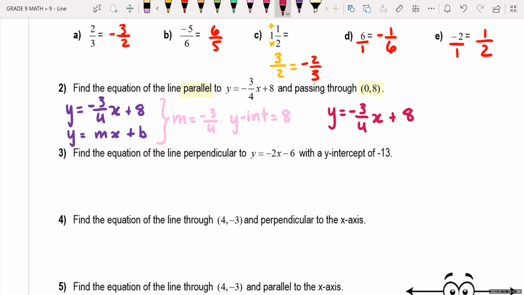Y-intercept stands for the letter B. Yeah. All right, that was kind of a crappy question because we ended up getting exactly the same answer. I didn't feel very satisfied with that.